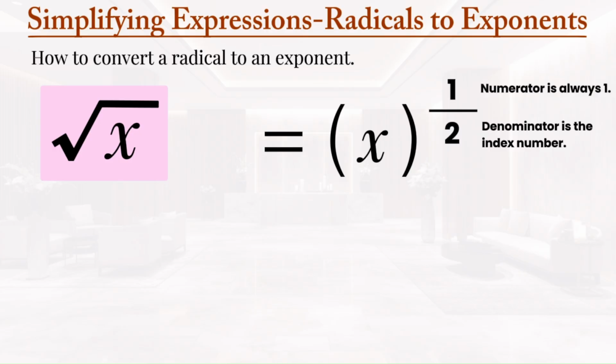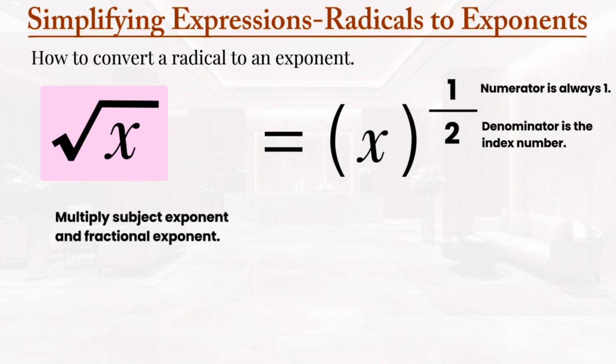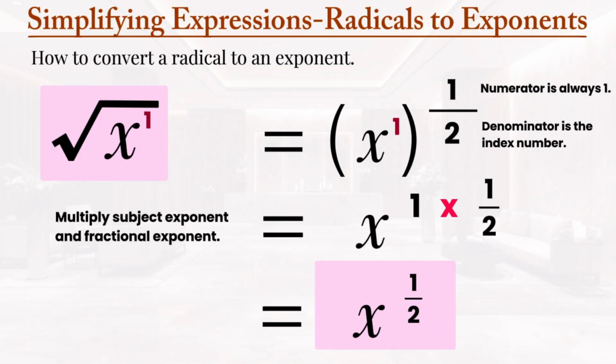Now, using the exponents, multiply the fraction outside the brackets by the exponent of the subject. Since x has no visible exponent, it's automatically to the power of 1. Therefore, the square root of x is equal to x to the power of 1 times 1 over 2, which equals x to the power of 1 over 2.